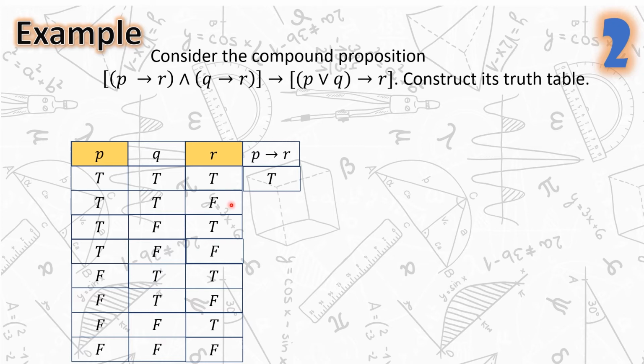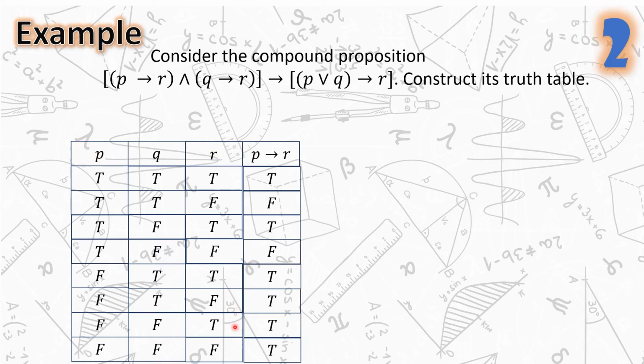Second row, false. Hypothesis is true. Conclusion is false. Next, true. Next is false. Next, true. Next, true. True. And then true.